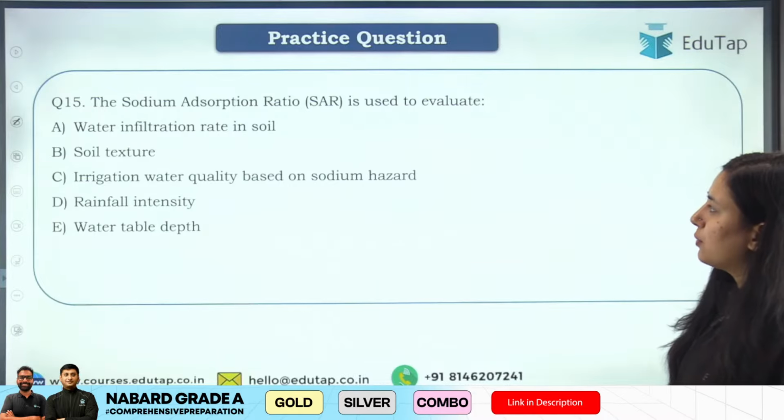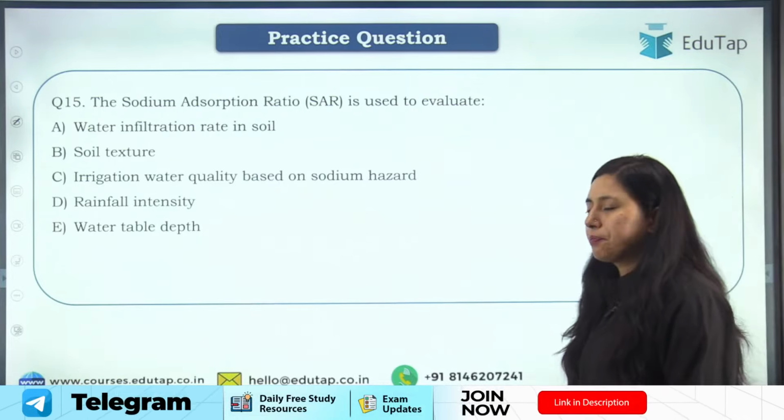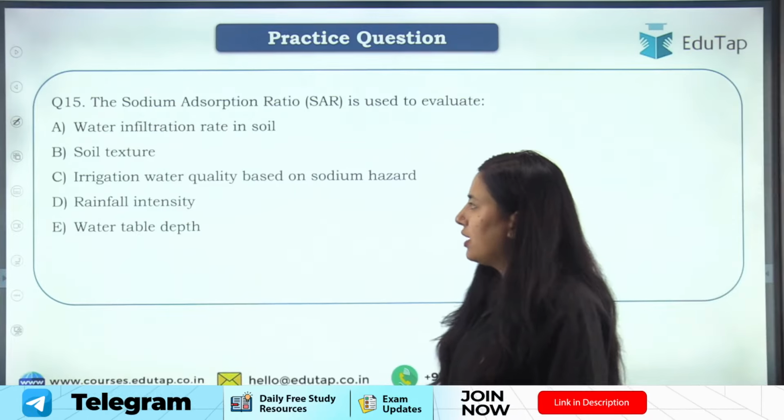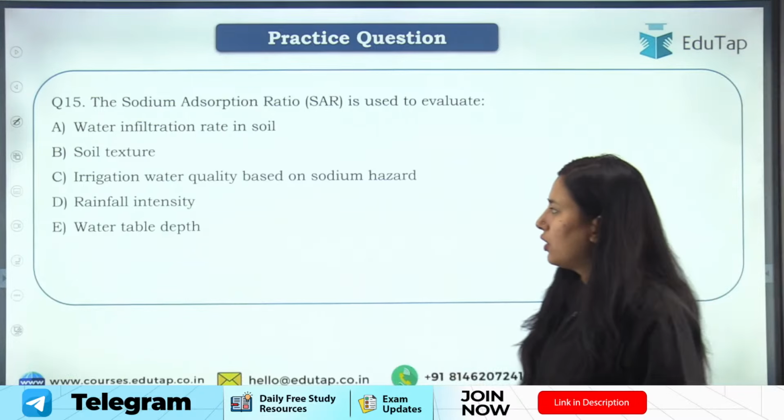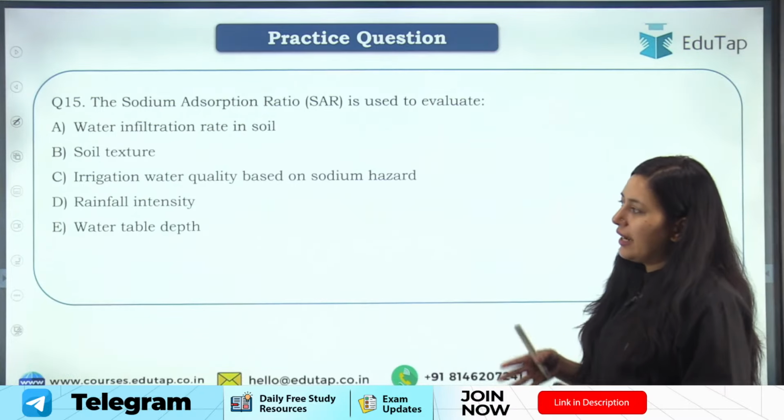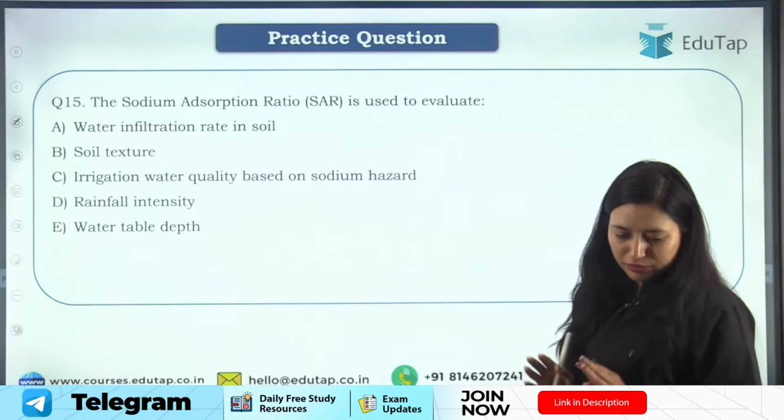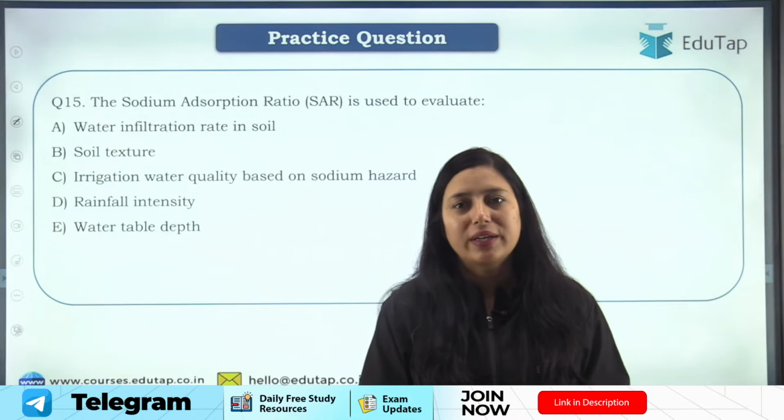Okay, next question: the sodium absorption ratio is used to evaluate. Okay, your options are water infiltration rate in soil, soil texture, irrigation water quality based on sodium hazard, rainfall intensity, water table depth. What will be the answer? Quickly give me the answer.